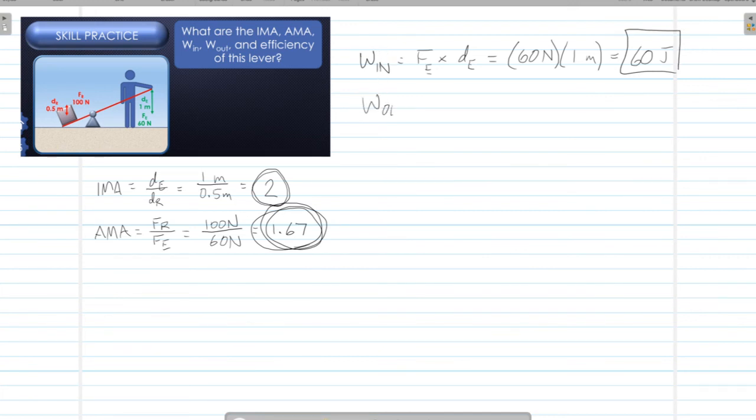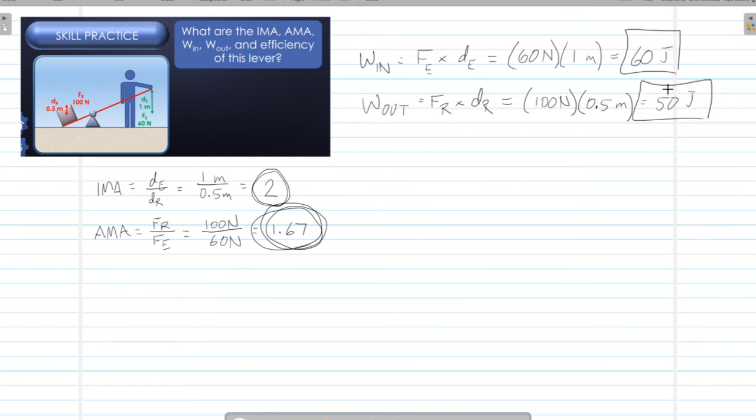Now let's figure out the work output. The work output is equal to the resistance force multiplied by the resistance distance. The resistance force is the weight of the box, so that's 100 newtons. And the resistance distance is the distance moved by the box, which is 0.5 meters. 100 times 0.5 is 50, and newtons times meters is joules.